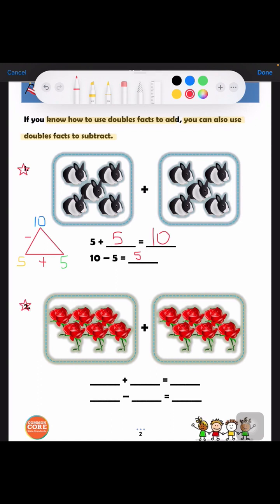At the beginning, we have 6 rows. And then we double 6, so it is 6 plus 6. 6 plus 6 equals 12. So we use the double fact to add. And then we can also use the double fact to subtract. We know that 6 plus 6 equals 12. Then 12 minus 6 equals 6.